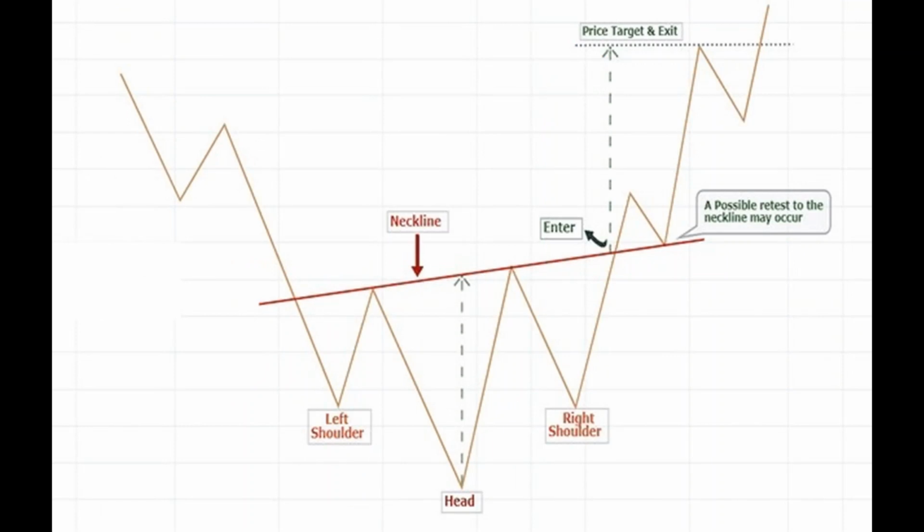Now, you know how to spot the inverse head and shoulders pattern on the chart, and how to trade it. To solidify your knowledge, go through the charts, try to find this pattern, and see how the price action played out. This practical exercise will definitely improve your trading skills.